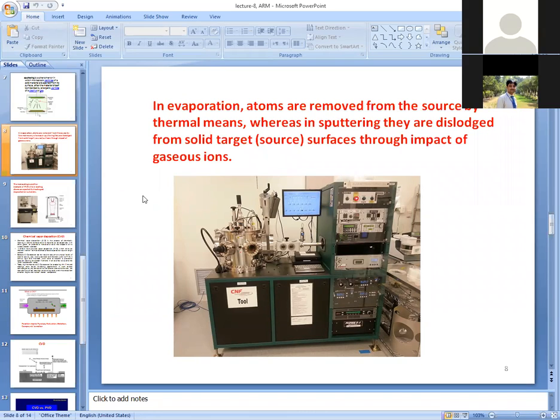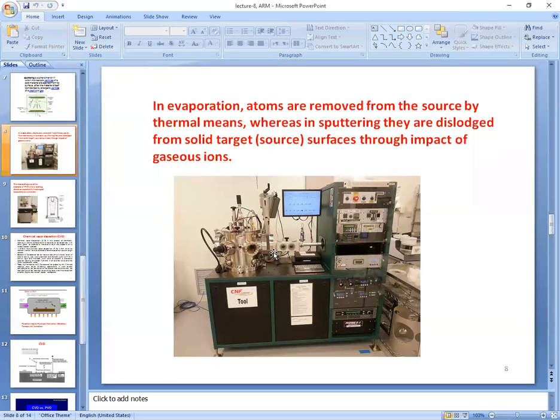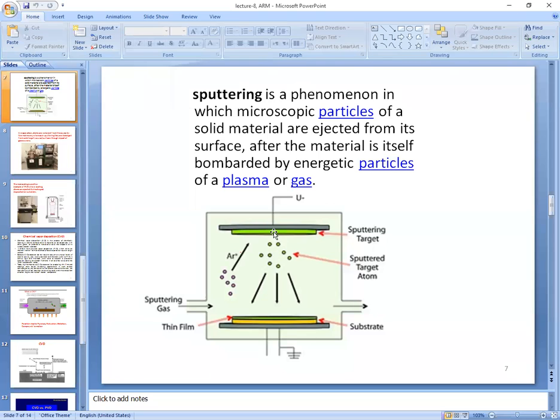So this is the actual figure. You can see that this is the sputtering target, and when argon gas is bombarded on this, the sputtering material is dislodged from this material, and then this is directed towards the substrate by using the potential difference, and it is deposited carefully and in a controlled manner.